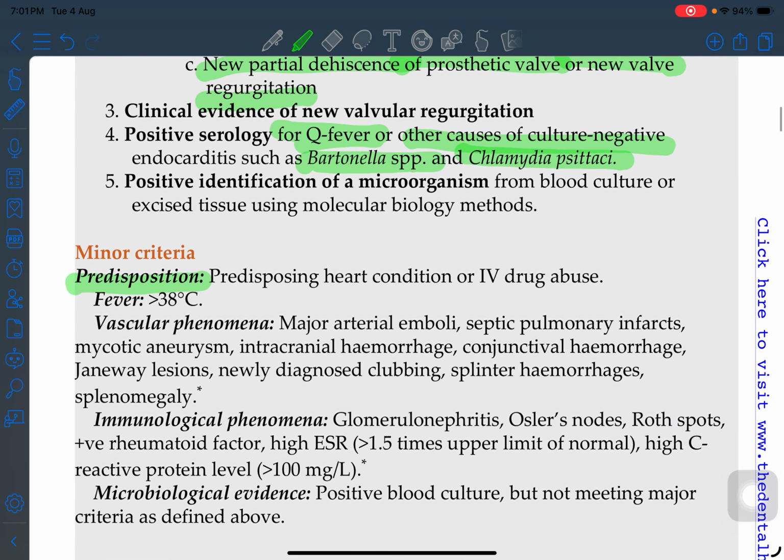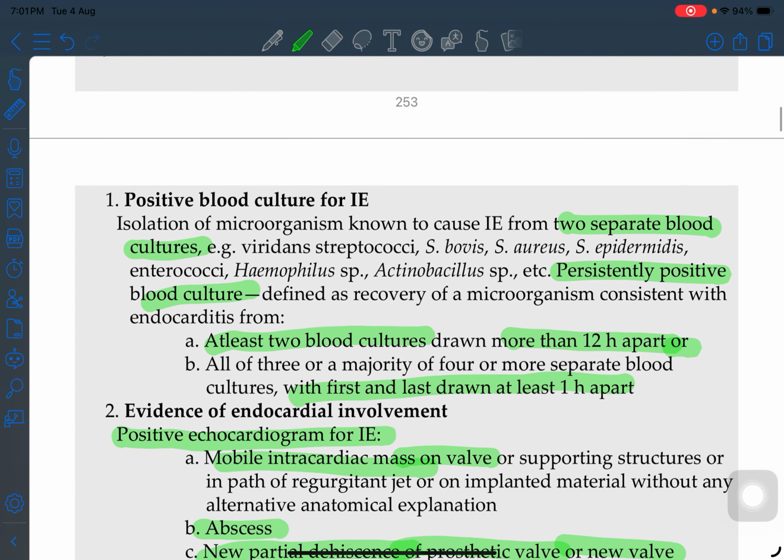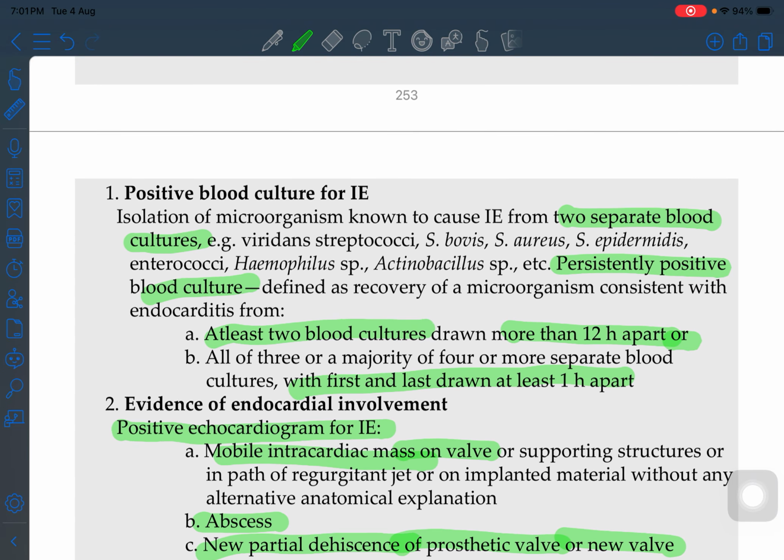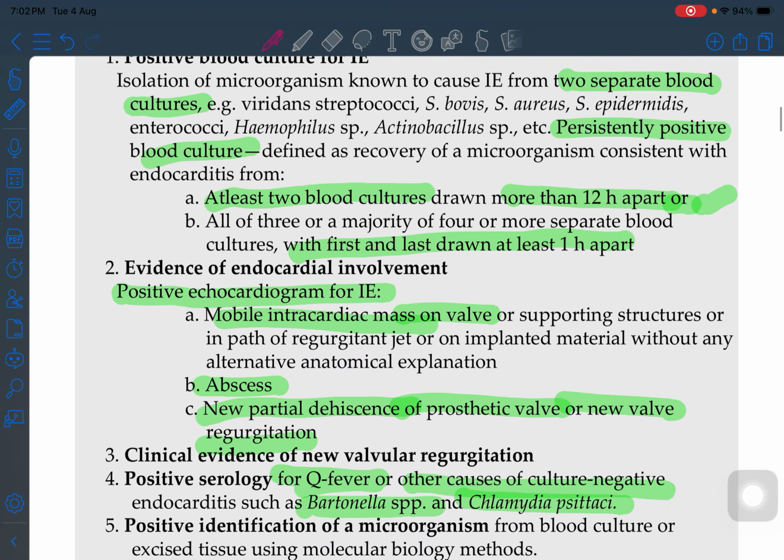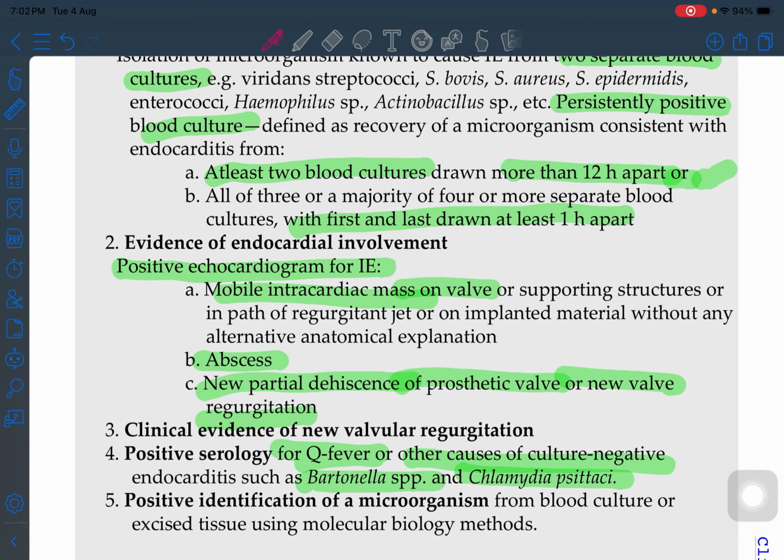So what are the major criteria? Positive blood culture for IE. So we have to do 2 separate blood cultures, and they should be 12 hours apart, or all of 3 or a majority of 4 or more separate blood cultures with first and last drawn at least 1 hour apart. Okay.